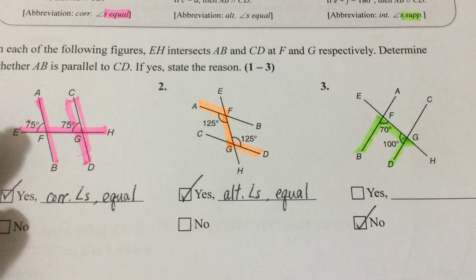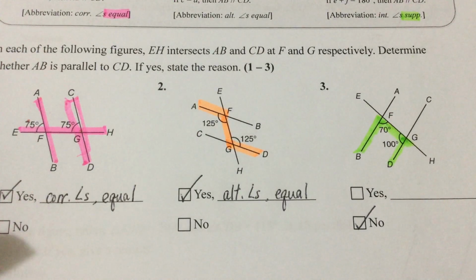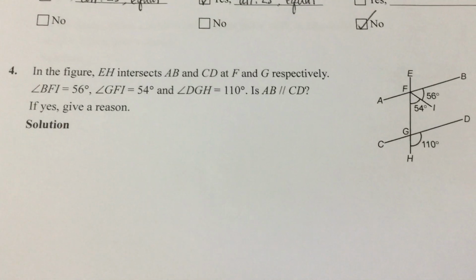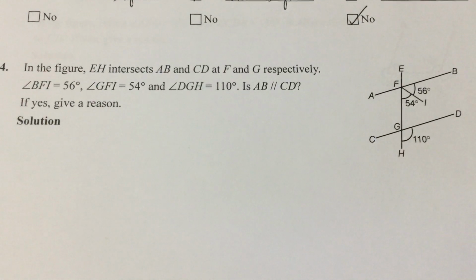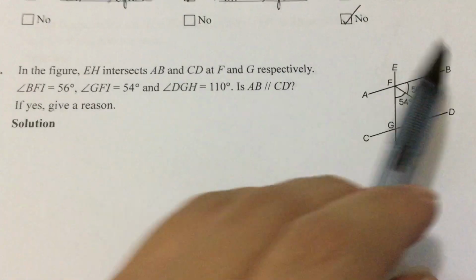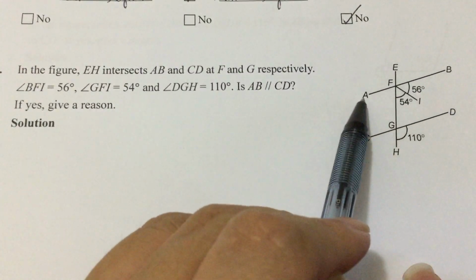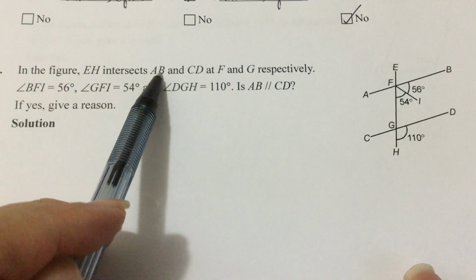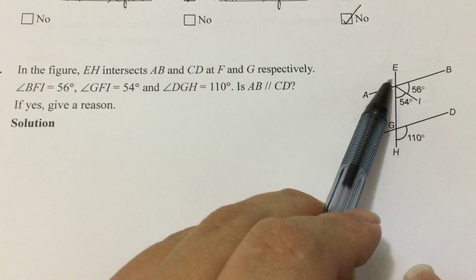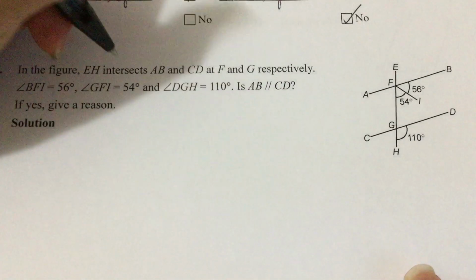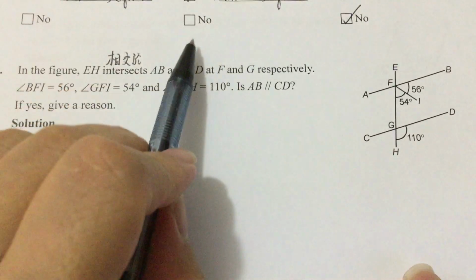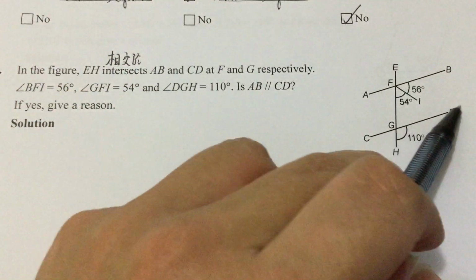Okay, now let's do some real examples. You may need this in an examination or even in your calculations in the future. Okay, let's look at number 4. In the figure, EH is a straight line that intersects AB and CD at F and G. That means it intersects AB at F here, and it intersects CD at G, so you will see something like this.